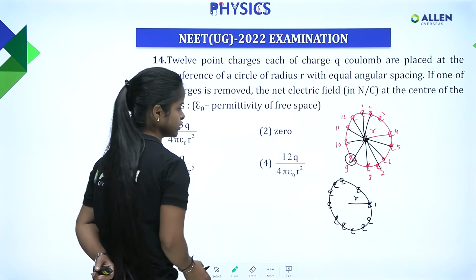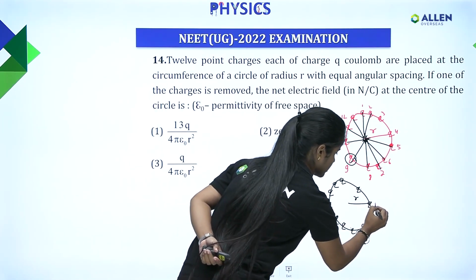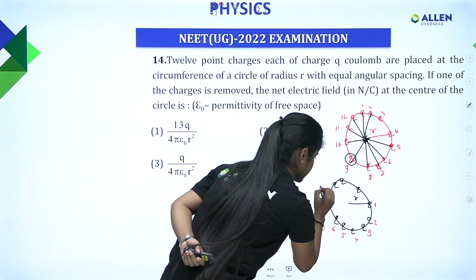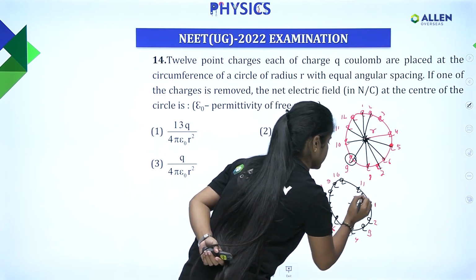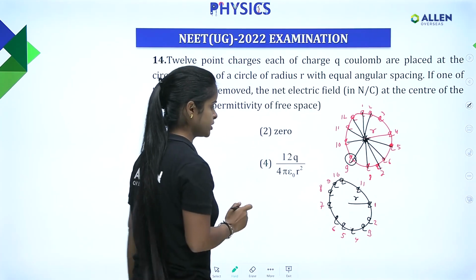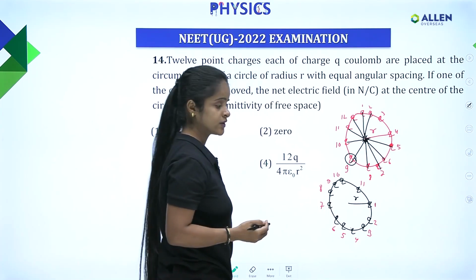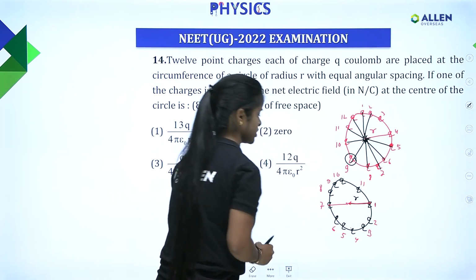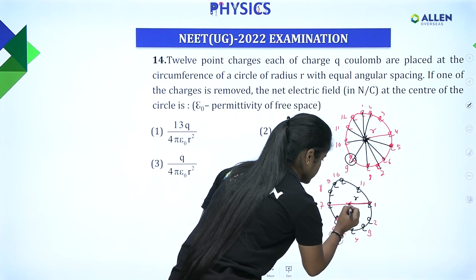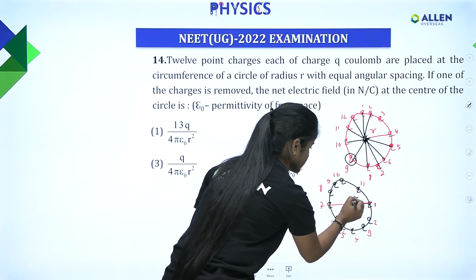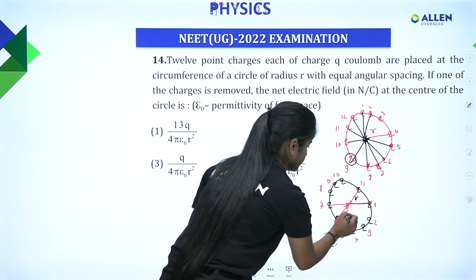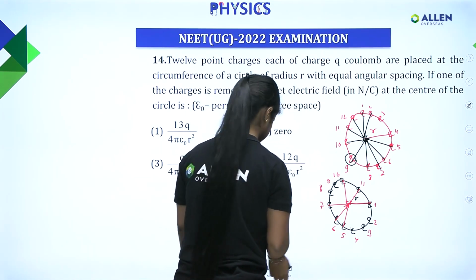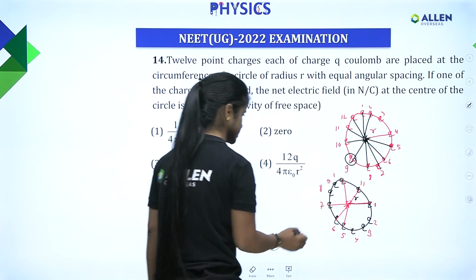Now in this condition, again I am going to name them 1, 2, 3, 4, 5, 6, 7, 8, 9, 10, 11, because we removed one charge, right? So as it is known to everyone, electric field is a vector quantity. Again, the electric field produced by the charge placed at position 1 is cancelled by the charge placed at position 7. Then the charge at 6 will cancel the electric field produced by 11. The charge at 5 will cancel the electric field produced by this 10, right?